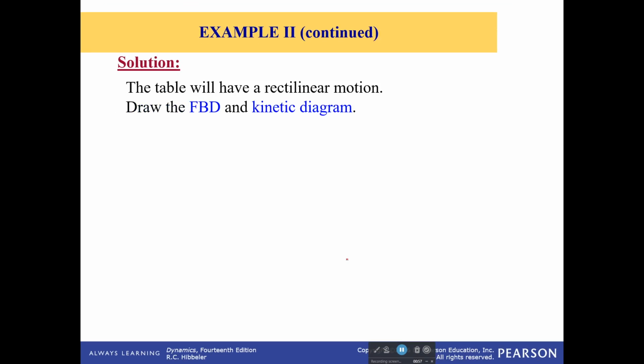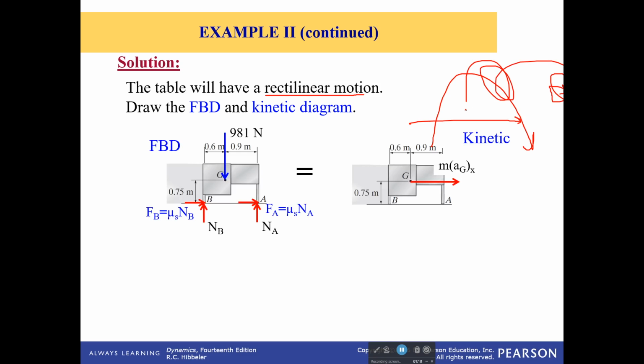First off, this table is going to have rectilinear motion. How do we know that? Well, the truck is moving in a straight line. It's not curving. It's not going up a hill or down a hill. It's most definitely not tumbling over end. And so with that, it's going to be rectilinear motion.